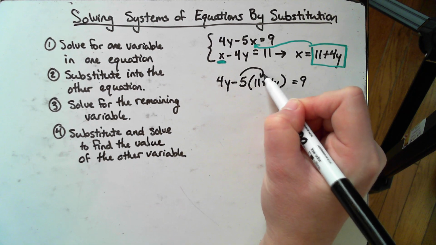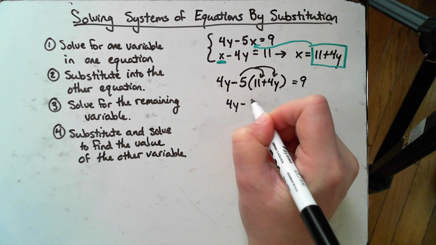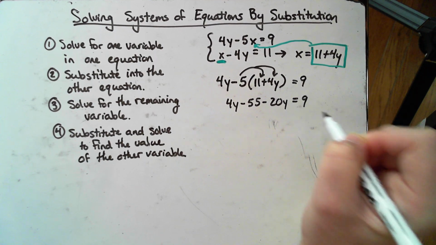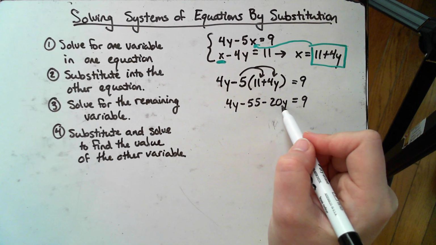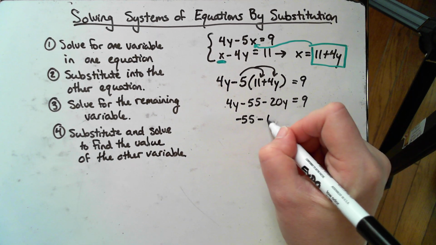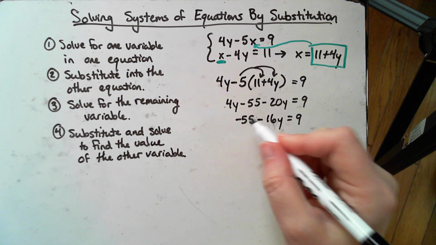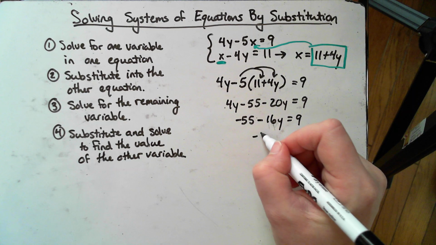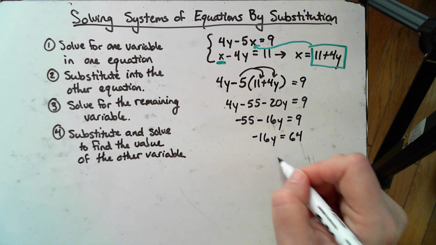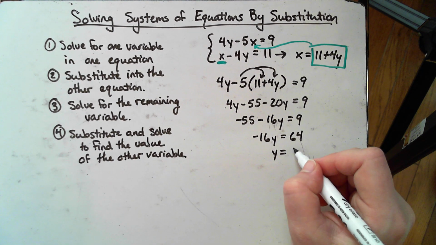So negative 5 times 11 and negative 5 times 4y. So I have 4y minus 55 minus 20y equals 9. Now I'll combine my y's together. So I have negative 55 minus 16y equals 9. And next, I'll add the 55 to the other side. So negative 16y equals 64. And I'll divide to get y alone. So y happens to be negative 4.